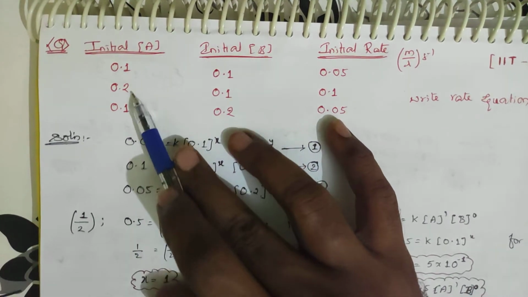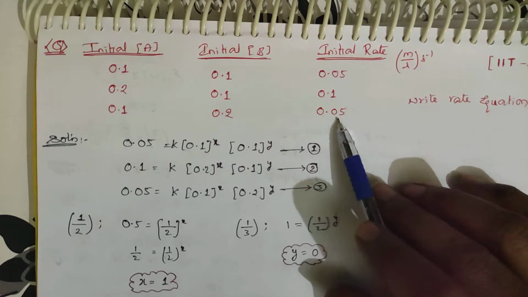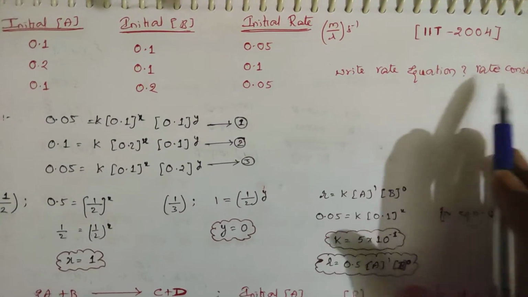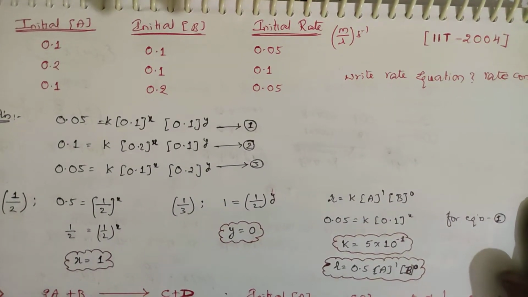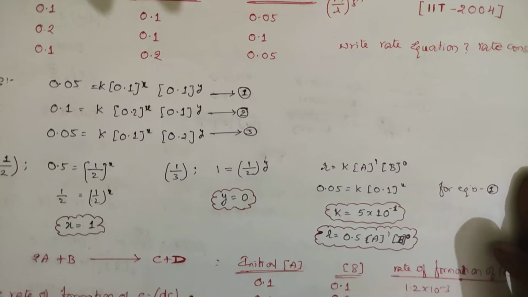Concentration of A is 0.1, 0.2, 0.1, B is 0.1, 0.1, 0.2, and the initial rate is 0.05, 0.1, 0.05. This is the question that appeared in IIT 2004. Write the rate equation and the rate constant. Pause the video, students, and try to solve the question. 1, 2, 3. I hope that you have got the answer.